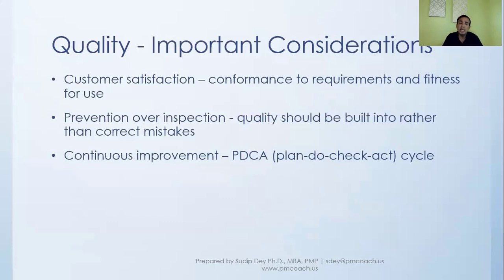Now, just correcting quality or preventing is not enough. We should look at the approach with an idea of continuous improvement in quality, so that as we move forward, we are coming up with better and better quality. One example is the PDCA cycle, or plan, do, check, act cycle.